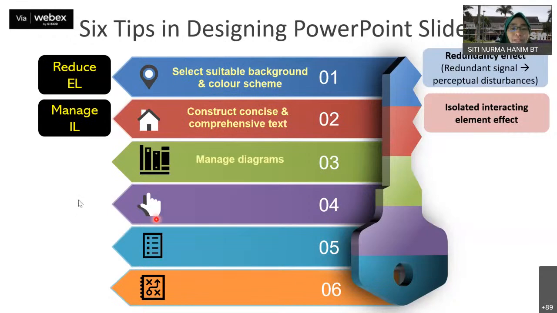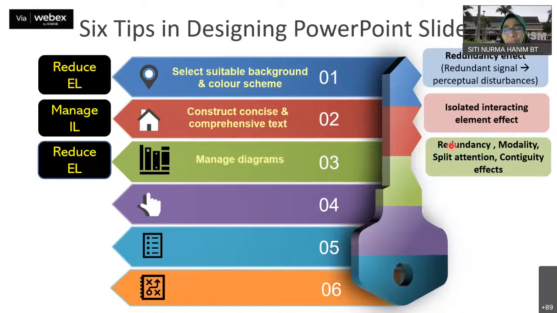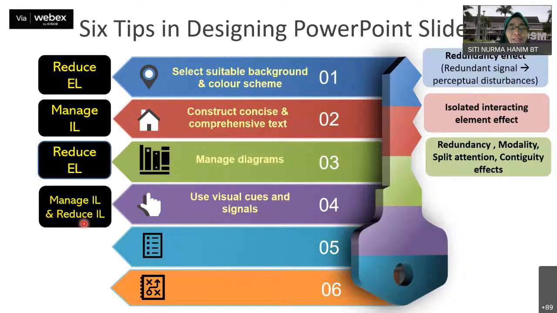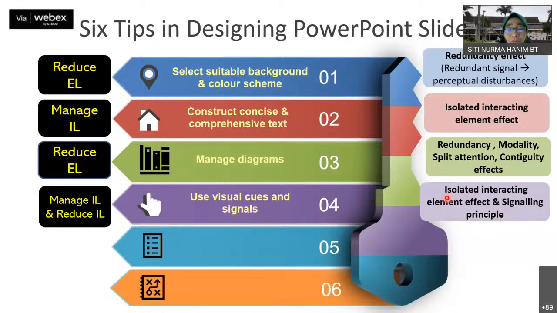Number 3 is to manage the diagram. This will reduce the extraneous load by using these effects: redundancy, modality, split attention, and contiguity effect. Number 4, use visual cues and signals, to manage and reduce intrinsic load, because visual cues can be used to chunk the information as well. The effects are the isolated interacting element effect and the signaling principle. I will show one by one afterward.